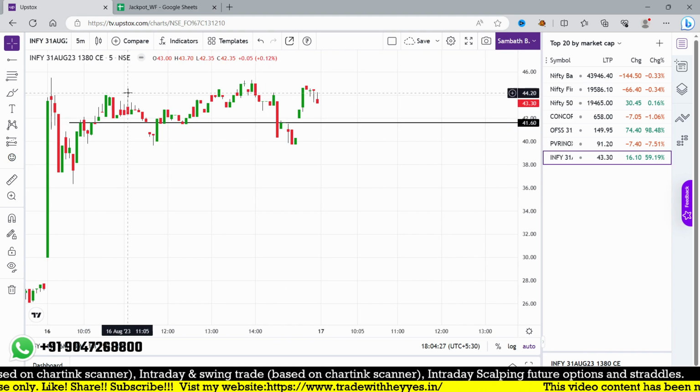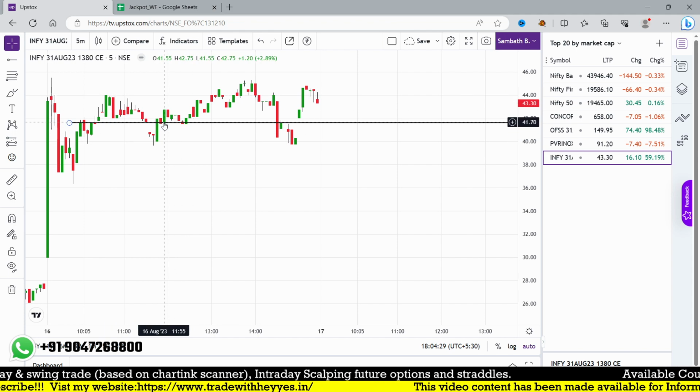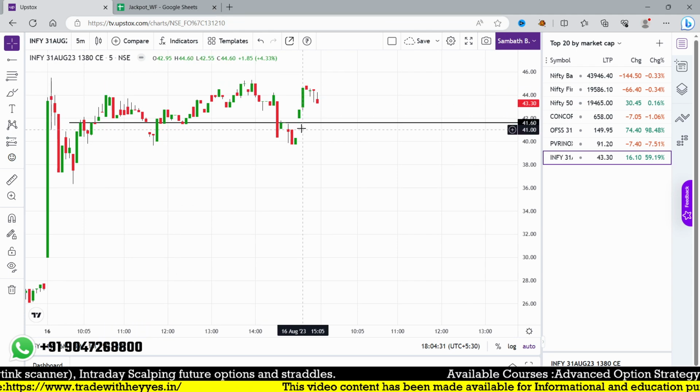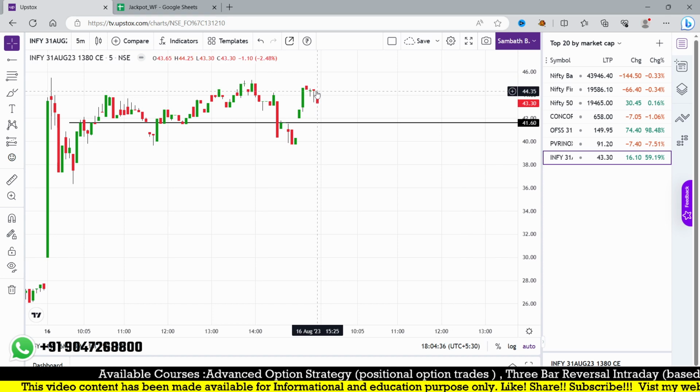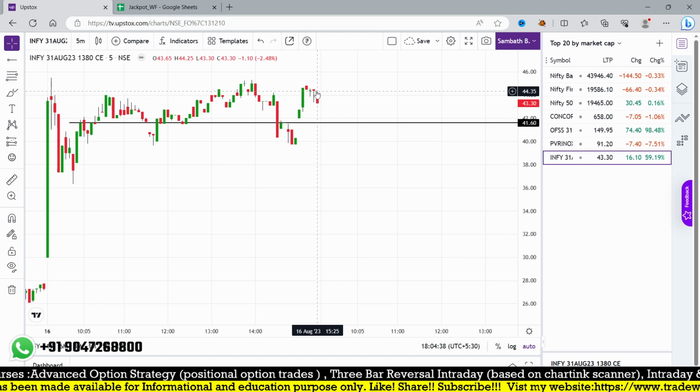And Infosys, which we were looking at, had a good consolidation today. Many times from 41.6 it went to 44, again 41.6 to 45, again 41.6 to 45. Maybe not moving big, but even if you are holding it, it closed positive.